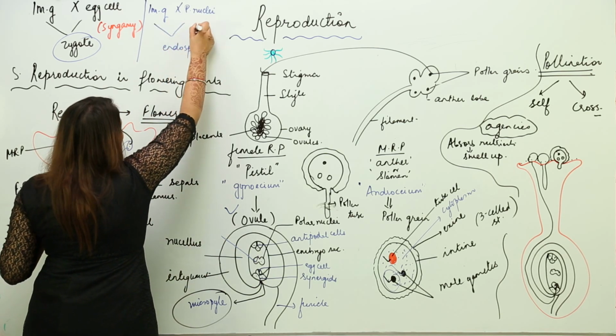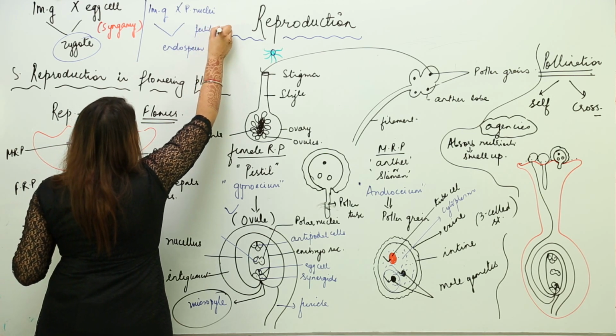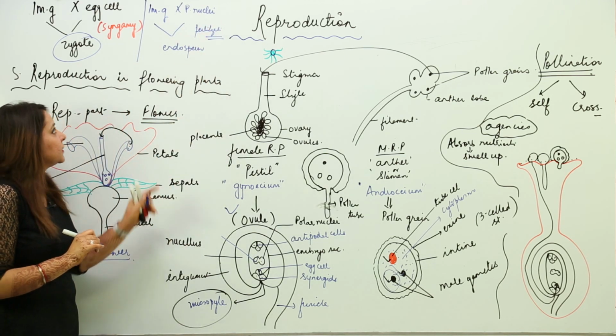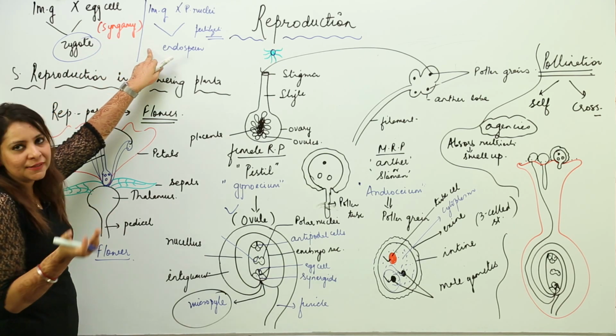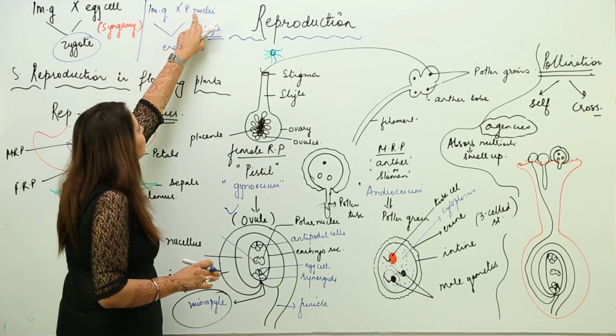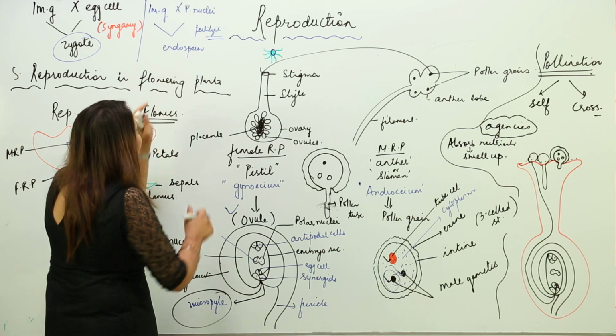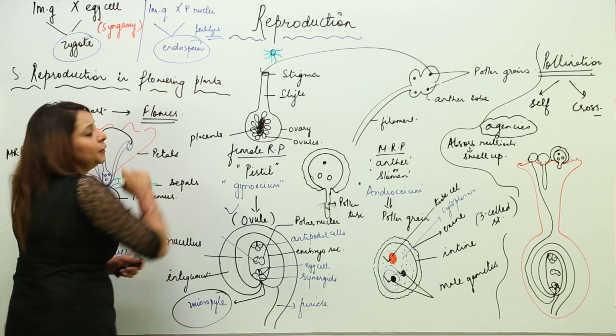Again, this is a fusion, that is fertilization. Here you won't say syngamy. This one is syngamy, and it is the basic fertilization. So the male gamete fuses with the polar nuclei to form the endosperm, and you know what this endosperm actually does?